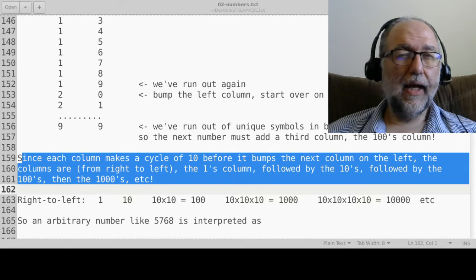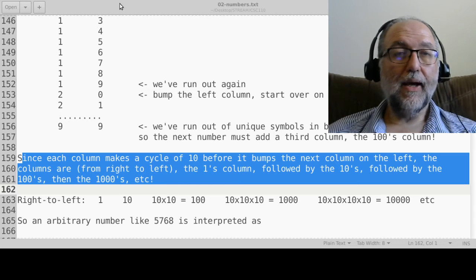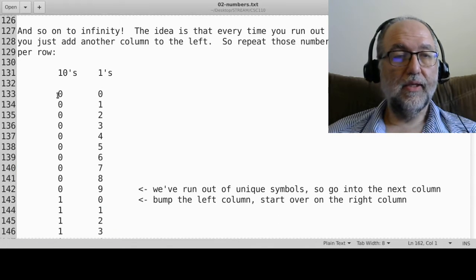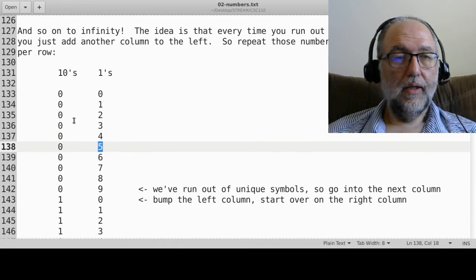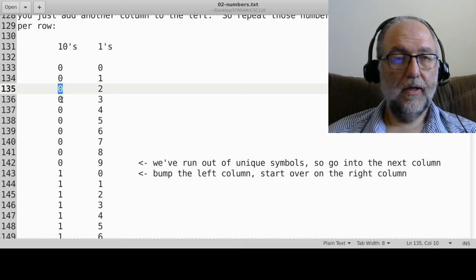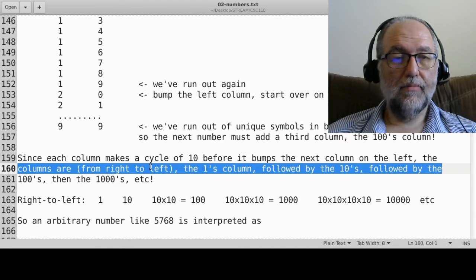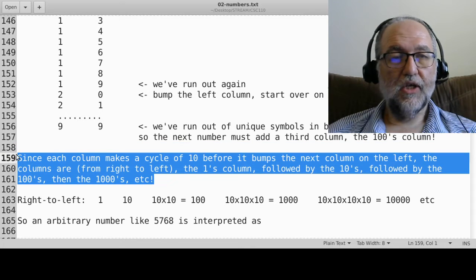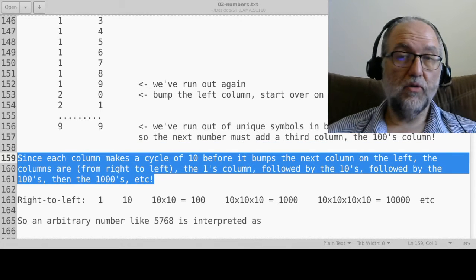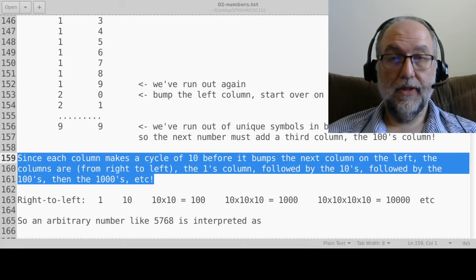Why is the second column called the tens column? Because it cycles with a cycle of 10. The ones column changes every 1. The tens column changes every 10. Do you want to guess how often the 100s column changes? It changes every 100. The thousands column changes every 1,000, and so on.